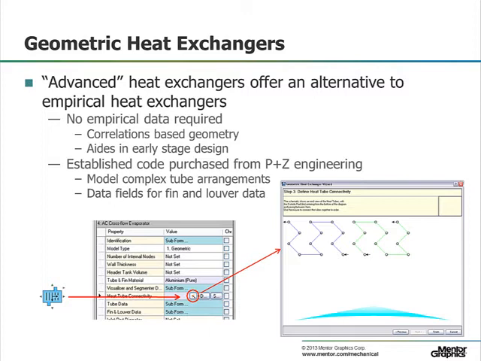The advanced heat exchangers use correlations based on CLAN code developed by P&Z Engineering. The advanced heat exchangers include a connectivity data wizard to configure complex tube arrangements, as demonstrated at the bottom of the slide, as well as data fields to take into account specific geometry of fins and louvers.